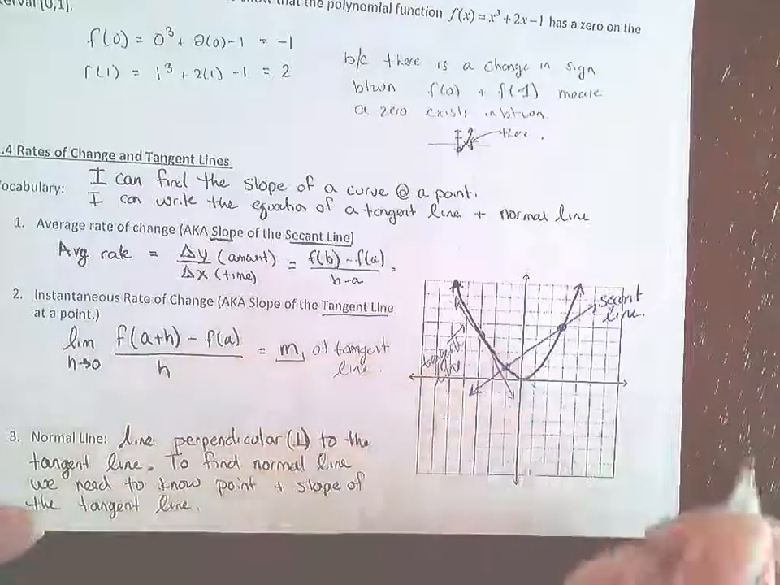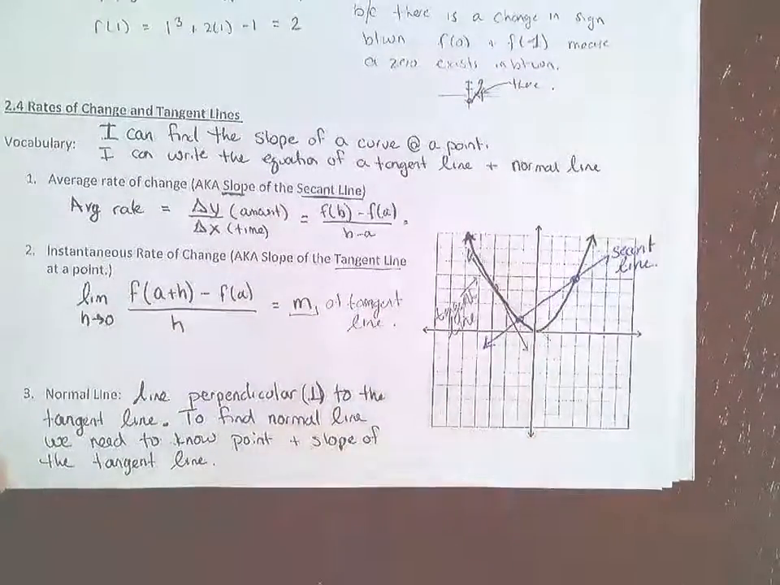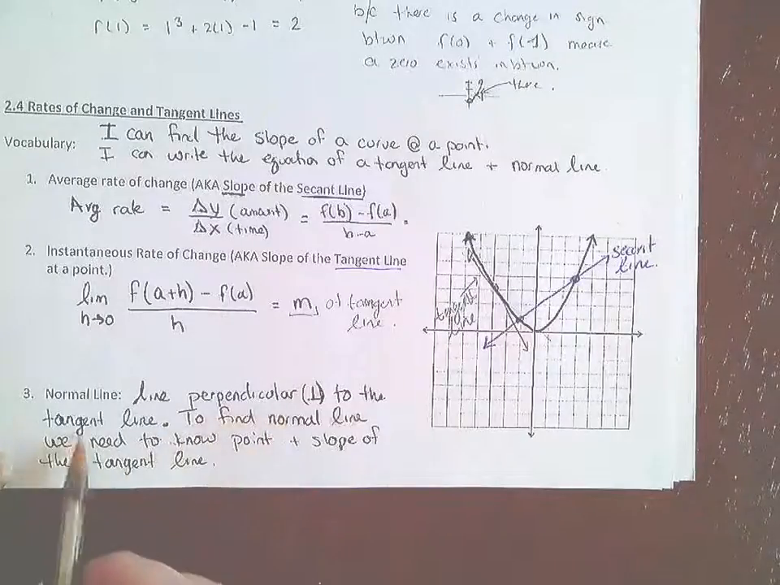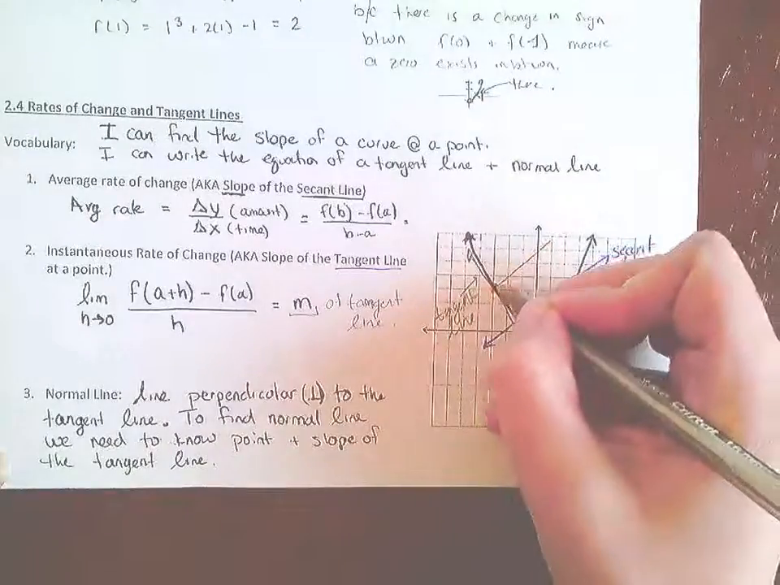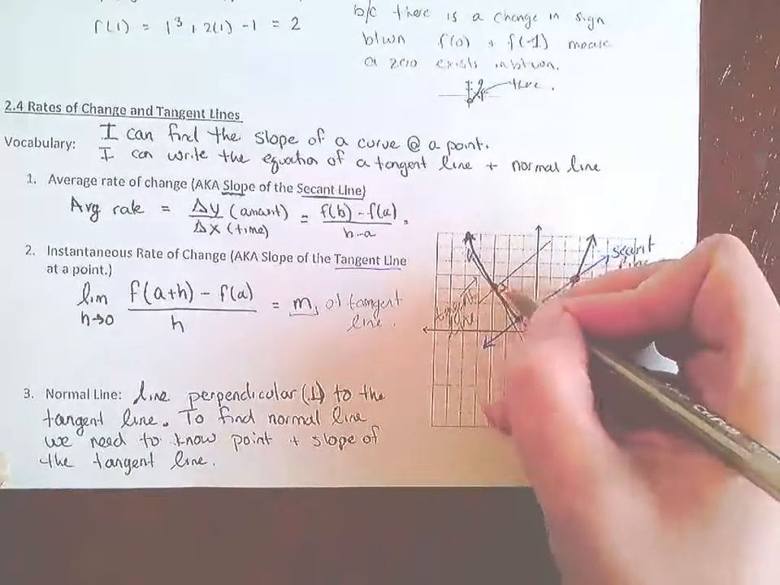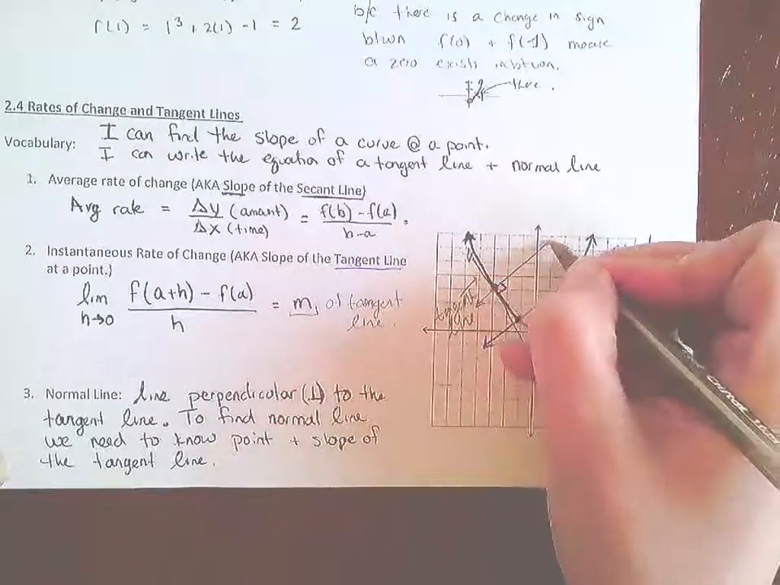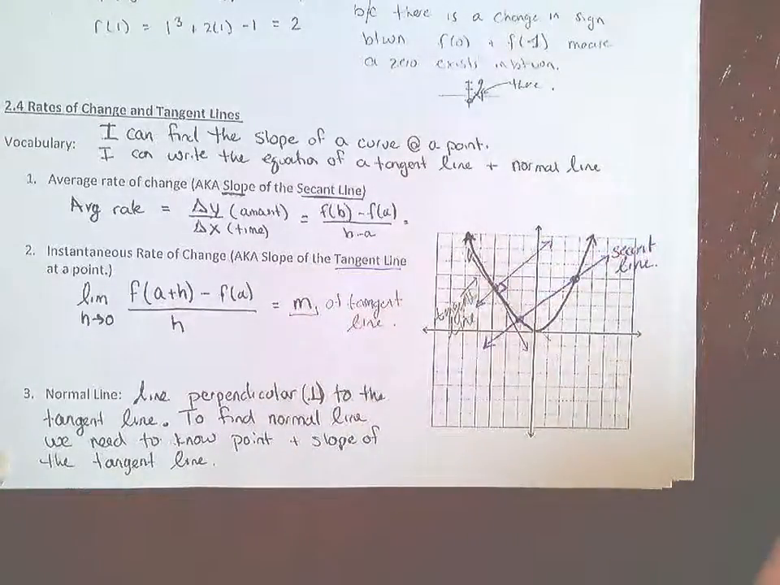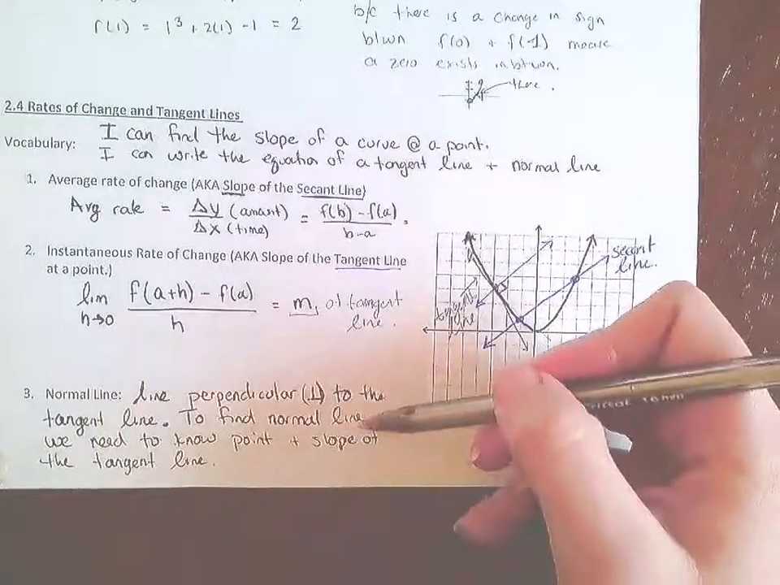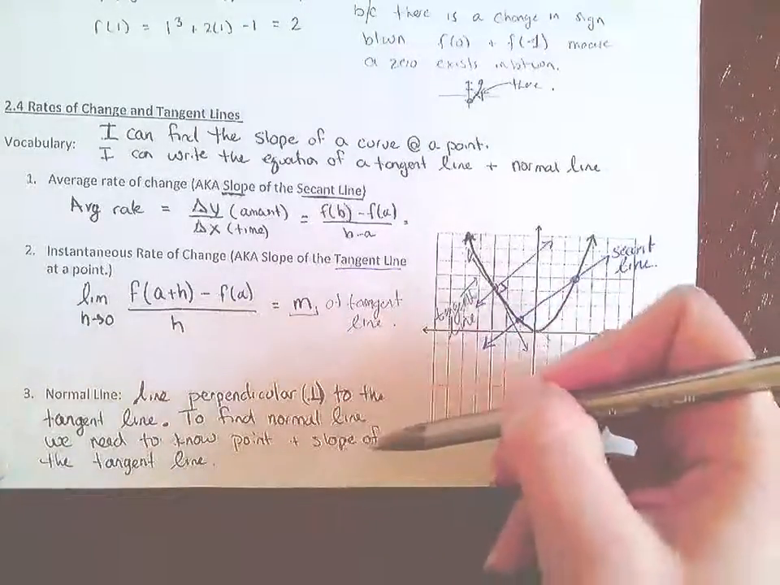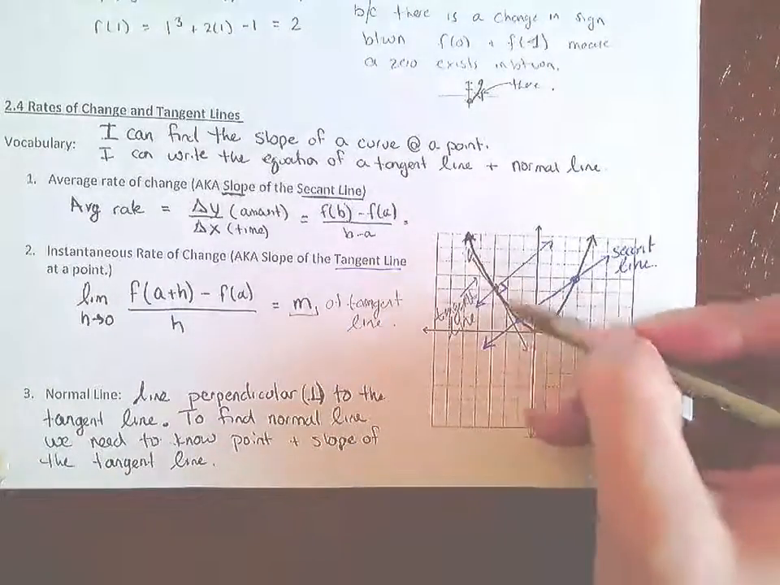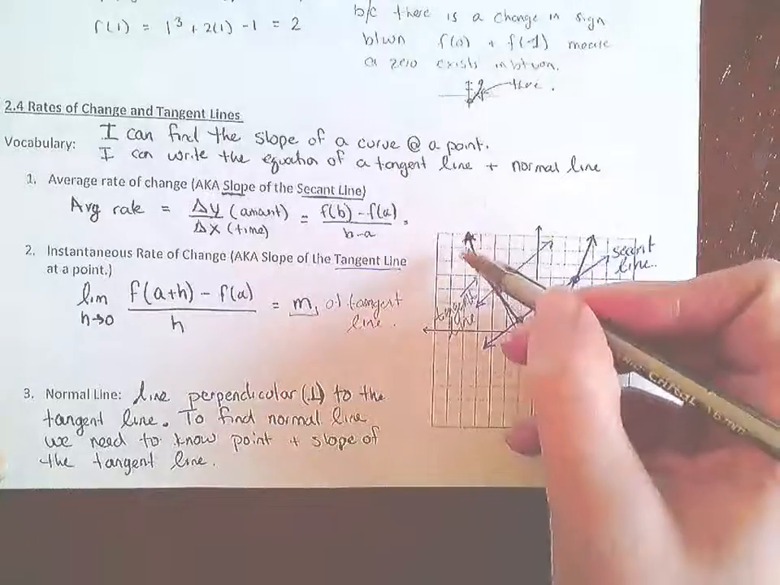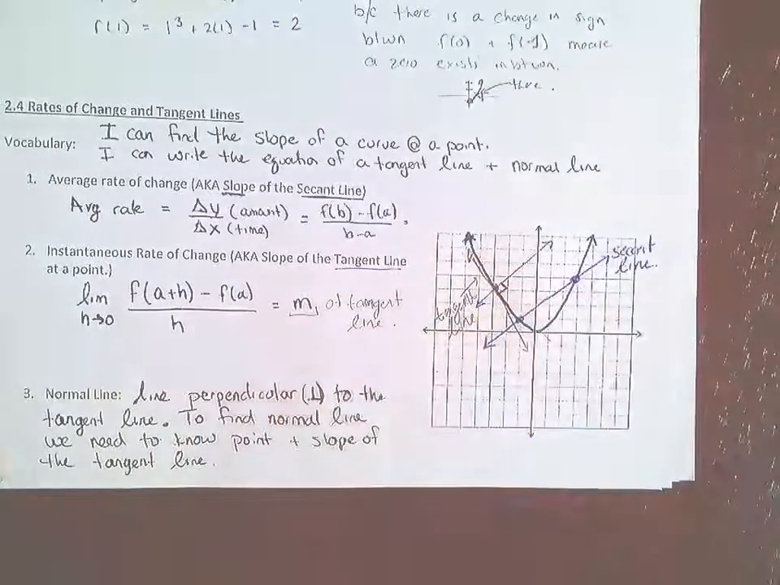And then the last thing is the normal line. The normal line is the line perpendicular to the tangent line. So if we draw a line directly perpendicular to this tangent line, and remember, perpendicular means there has to be a 90-degree angle, that is called the normal line. To find the normal line, we need to know a point and a slope of the tangent line. So we're going to have to find the instantaneous rate of change of the tangent line and know another point on that line.